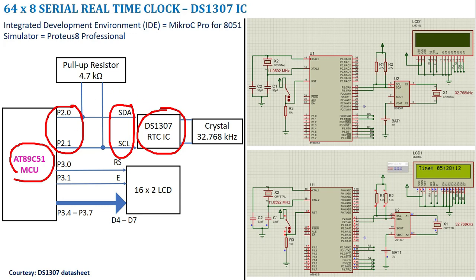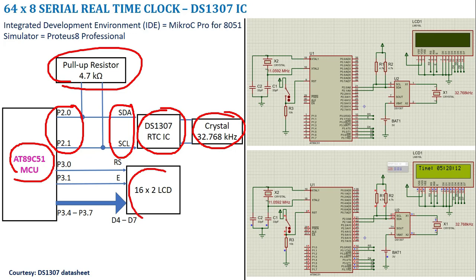And in order for this I2C module to work, this SDA and SCL by default should be at logic high. So to have that, we use a pull-up resistor, where we connect a 4.7 kilo ohm resistor to a supply. Thereby these 2 lines will be at logic high. And this IC is connected with a crystal of 32.768 kilohertz.